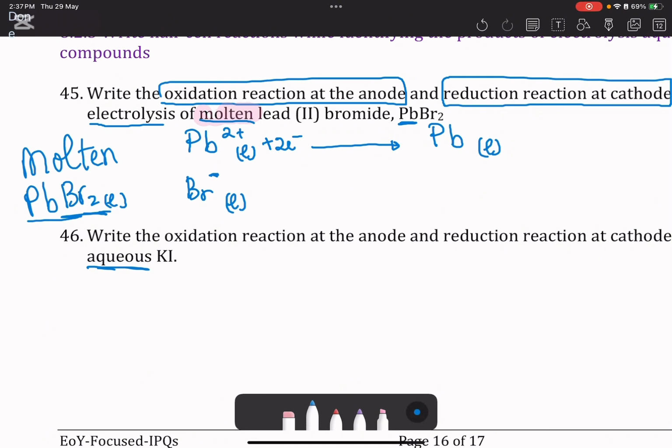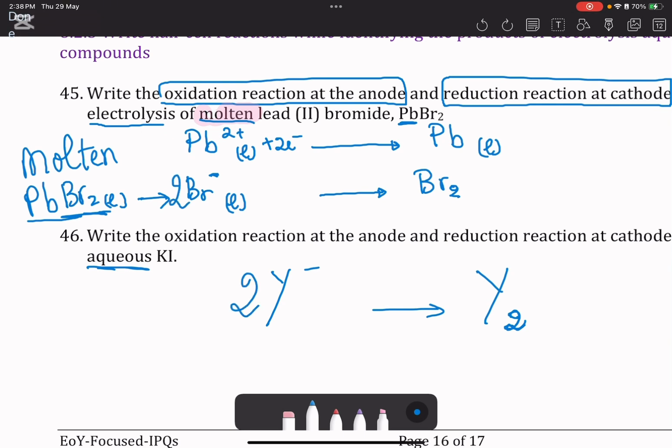Next, at the anode, I have the bromide ion. Now the bromide ion will undergo an oxidation and it's going to change into Br2. I wrote Br2 not because there's a 2 here, but because I always tell my students there's a rule. Any negative ion in the electrolysis is going to turn into an atom with a subscript 2, a diatomic molecule. And now in order to balance it, you're going to add 2 electrons here, coefficient 2 here.